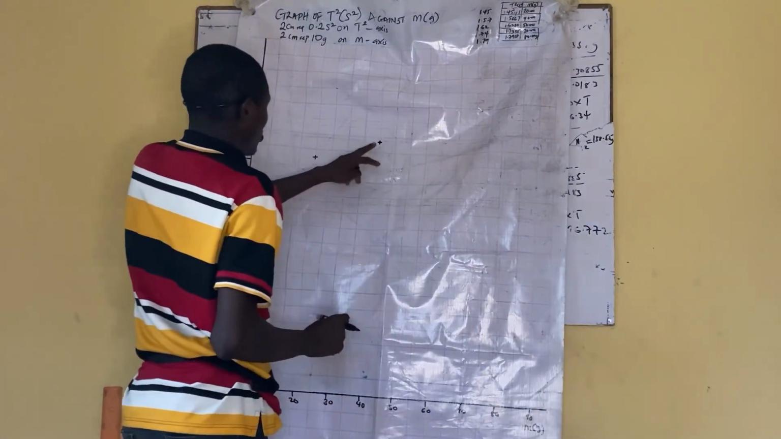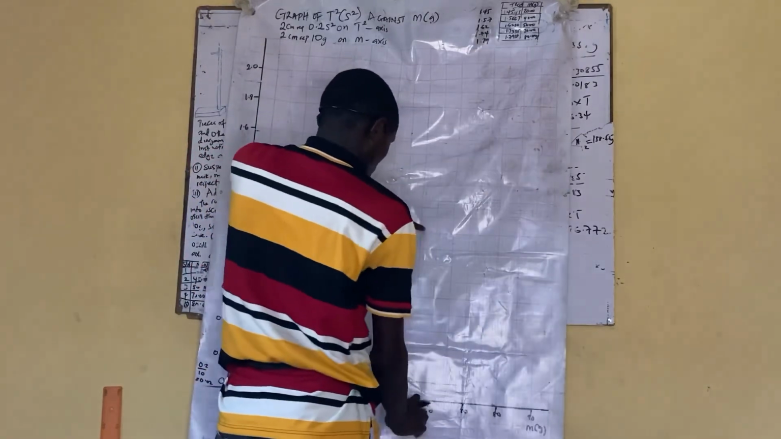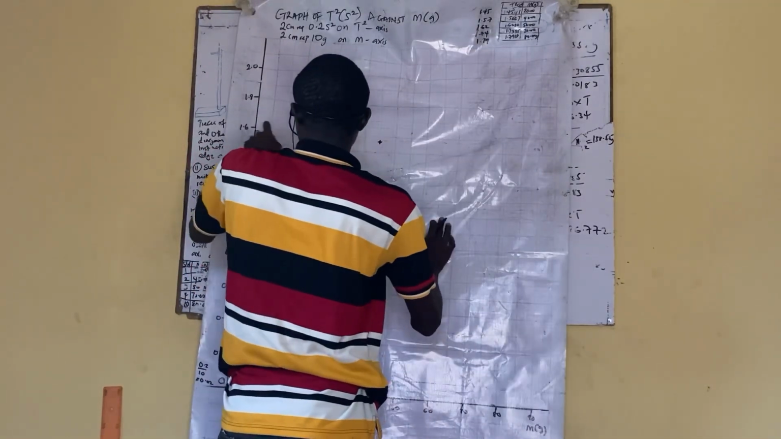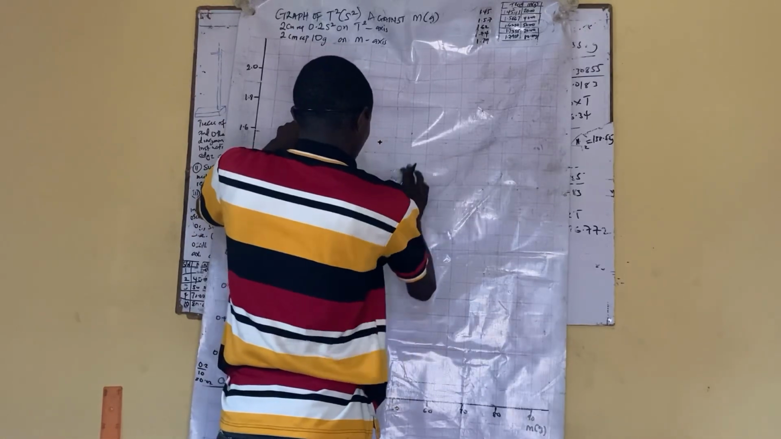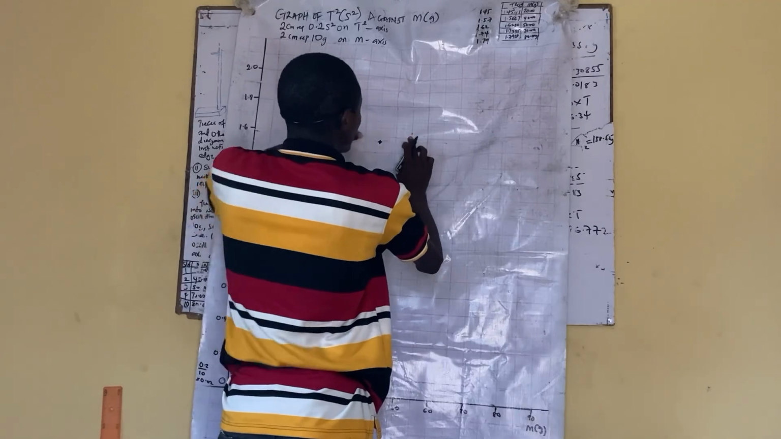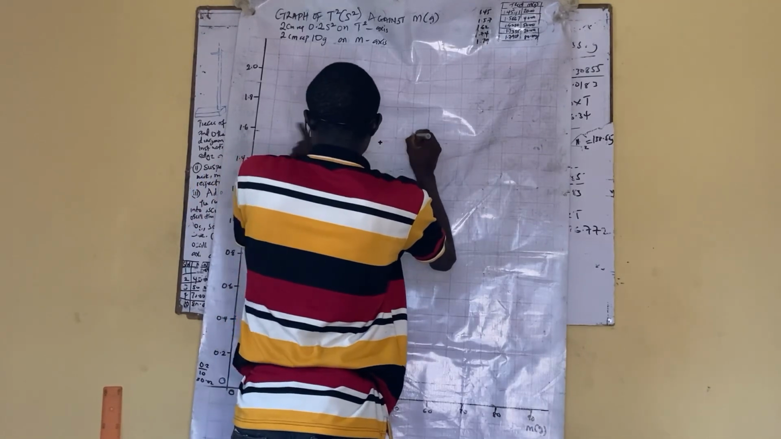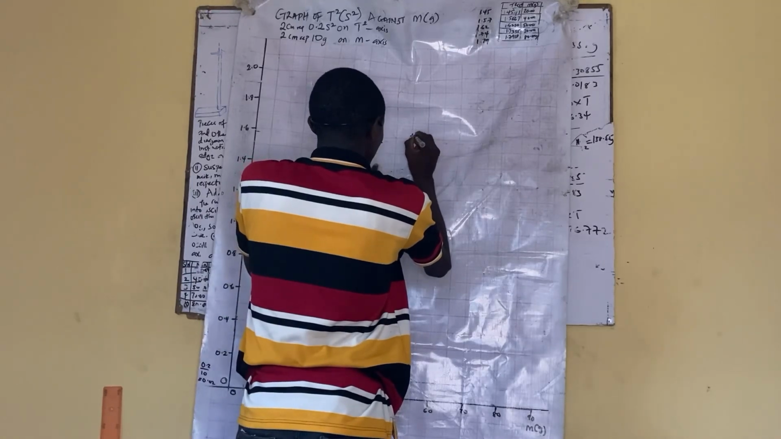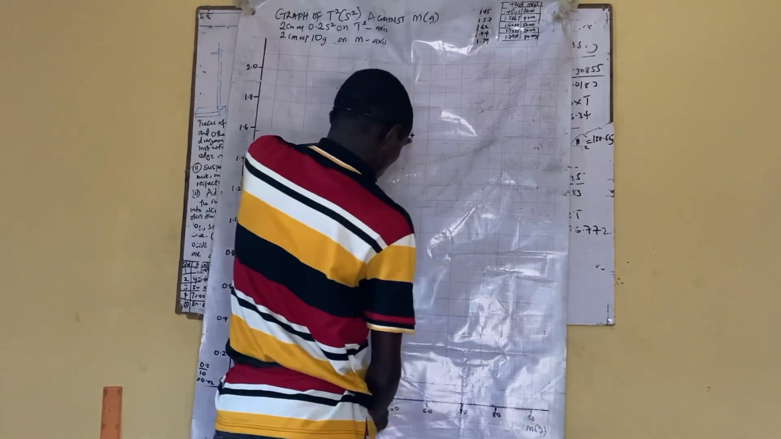1.57. Then the next one is what? 1.62. 1.62 is here. Then against what? 50. 50 is here against 1.62. This is 1.62 against 50.